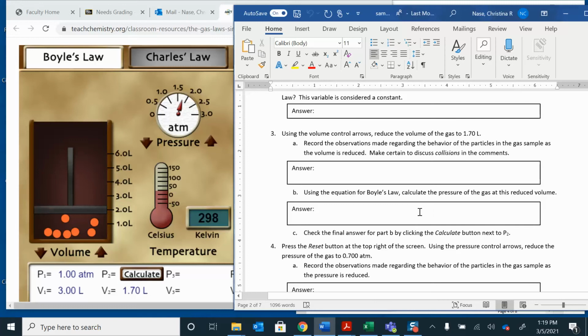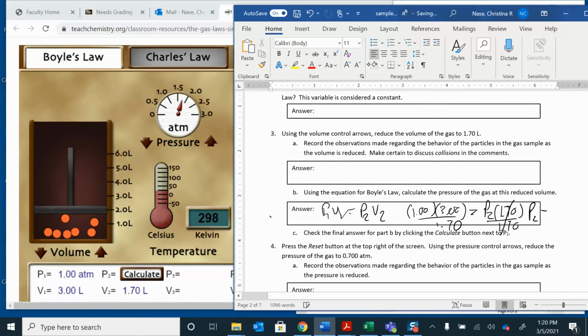Using the equation for Boyle's law, calculate the pressure. Now we're going to calculate that, and then you can confirm your calculation by pushing calculate. To find the pressure, we have P1V1 equals P2V2. Pressure 1 is 1.00, my volume 1 is 3, my pressure 2 is what I'm looking for, and my volume 2 is 1.7. I would just divide both sides by 1.7, and that's how I would get my pressure 2.